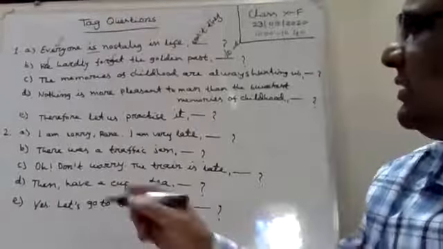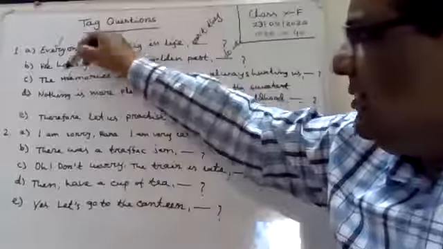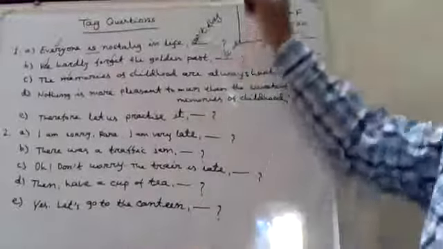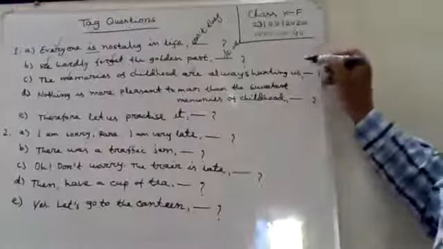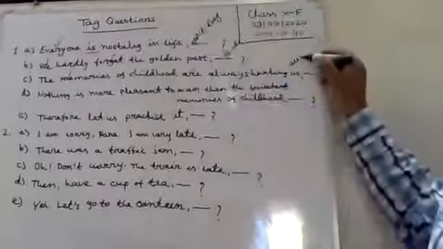So what is the subject? The memories. This is the subject. The memories of childhood. What is the verb? Are. The memories of childhood are always hunting us. So first you have to pick the auxiliary, that means are. This is an affirmative sentence, so aren't.